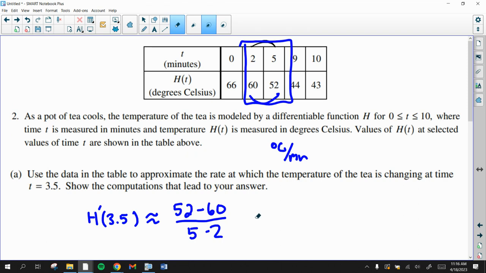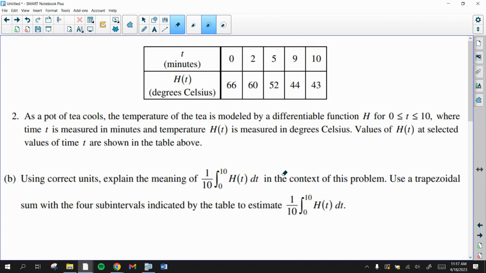So that's it. Let's just go to B now. And remember, this is approximately negative 2.666, but you don't have to write that. I'm going to go to B here, since that didn't take too much time. So now they want us, using correct units, to explain the meaning of 1 over 10 times the integral from 0 to 10 of h of t.